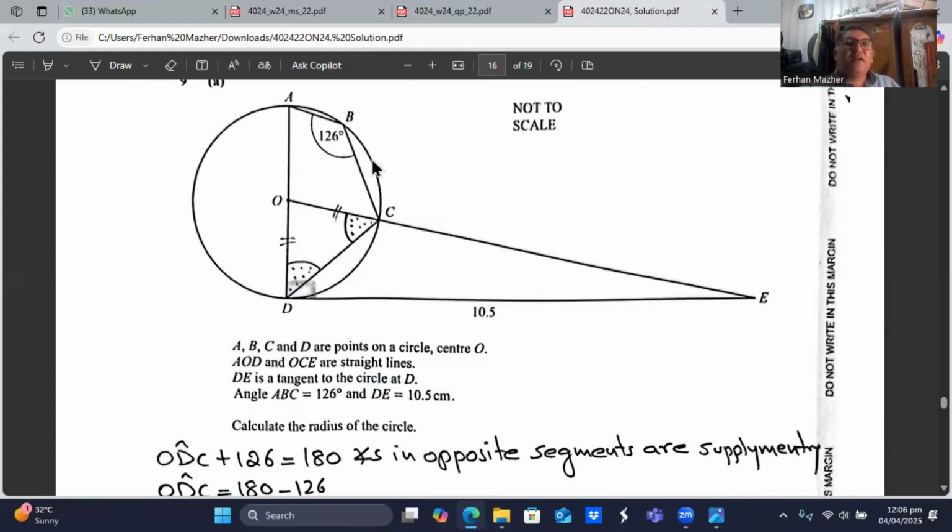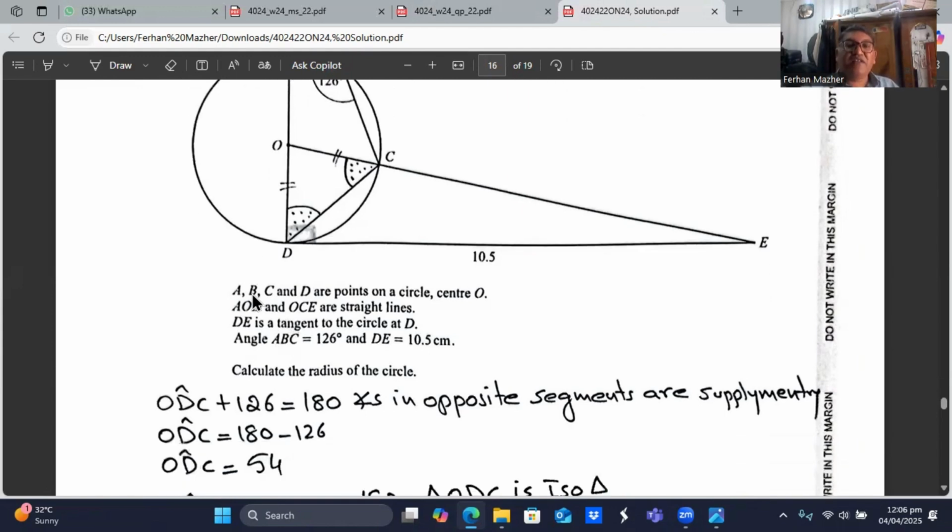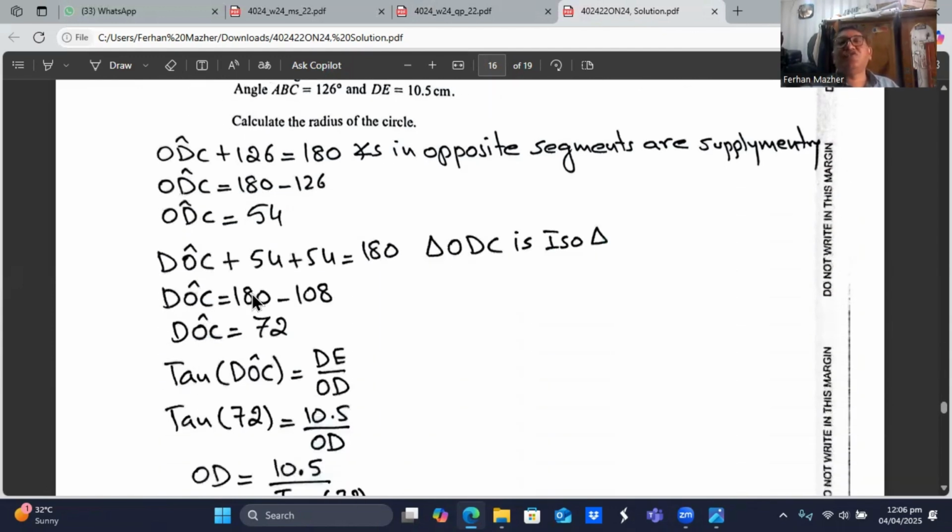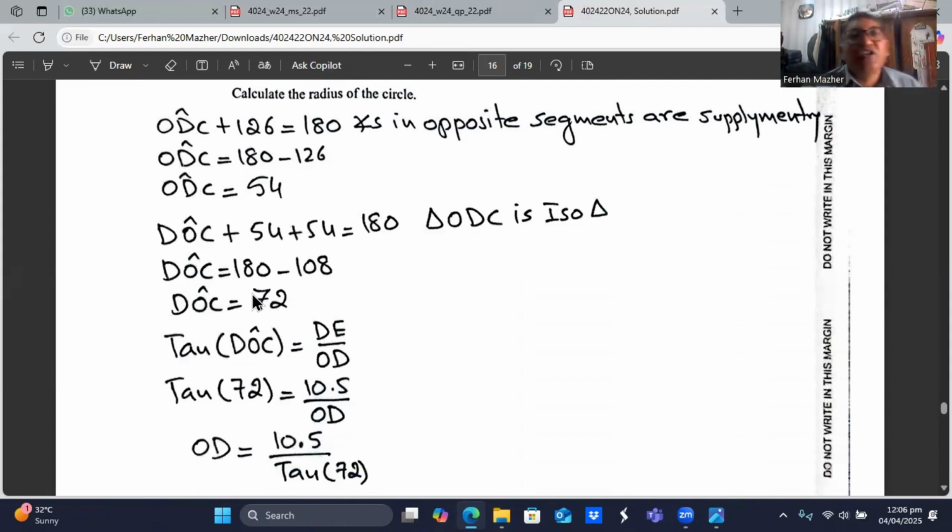Okay, so ODC angle plus 126 equals 180. The reason is the angles in the opposite segment are supplementary. So ODC will be equal to 180 minus 126. So ODC will be 54. And then DOC plus 54, because ODC is an isosceles triangle, its two sides are the radius, and the 54 is the base angle. So DOC plus 54 plus 54 equals 180. So DOC will be equal to 180 minus 108. So DOC will be equal to 72 degrees. Then I will apply the formula of the tan.